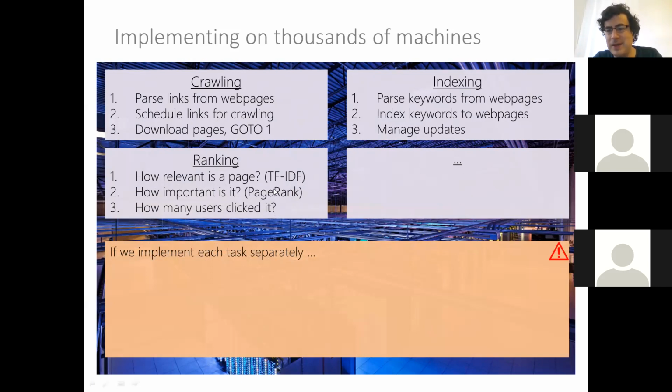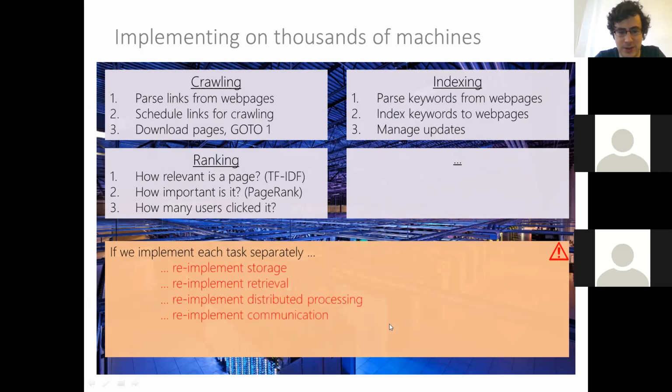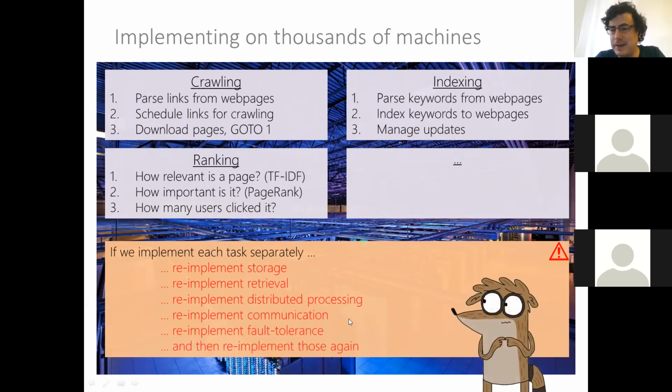And that would seem very inefficient, right? So why do I say that? Because if you were to implement it on top of distributed systems, each team would end up separately having to implement storage, retrieval, distributed processing, communication, fault tolerance, and then they would have to be re-implemented in every separate team. So there are things in common, even though these are very different tasks. There are certain abstractions that would help us at least to work and to implement these different elements in a distributed setting.